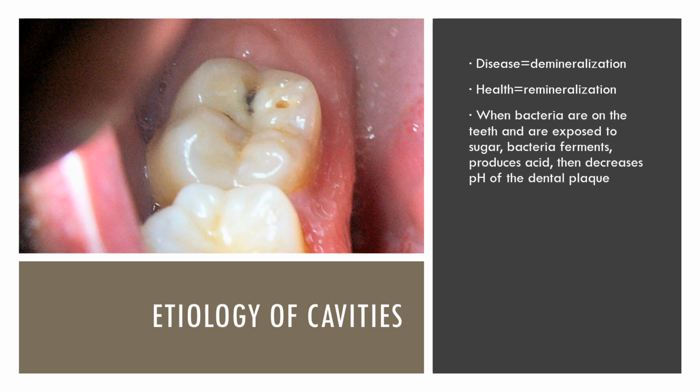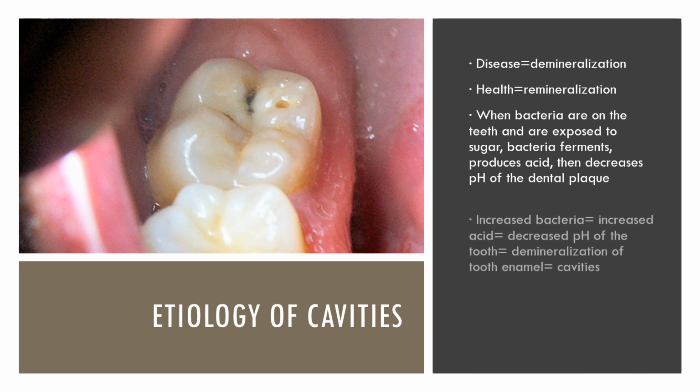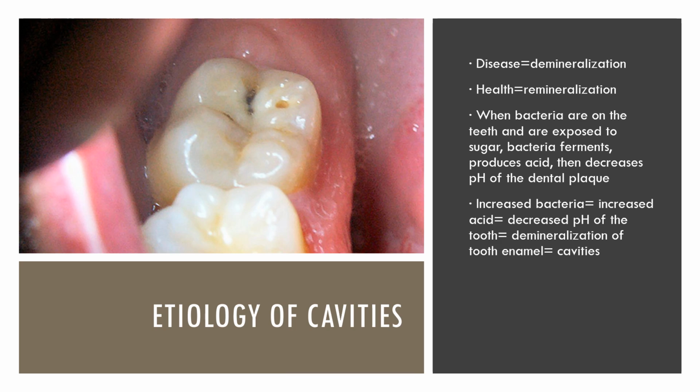When bacteria are on the teeth and are then exposed to sugar, the bacteria ferments, which produces acid on the enamel of the tooth. The acid decreases the pH of the dental plaque, making it more susceptible to caries. Increased bacteria leads to increased acid, which leads to decreased pH of the surface of the tooth, which leads to demineralization of the tooth enamel. Saliva replenishes these minerals, such as calcium and phosphate, and aids in remineralizing the tooth.